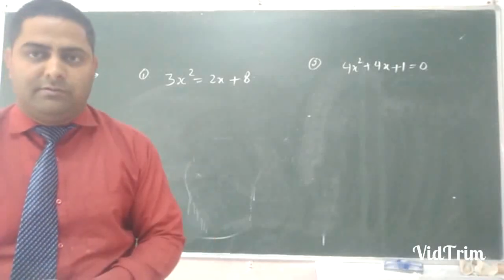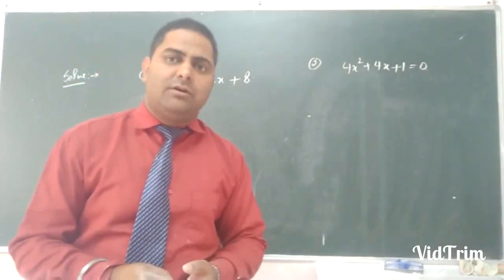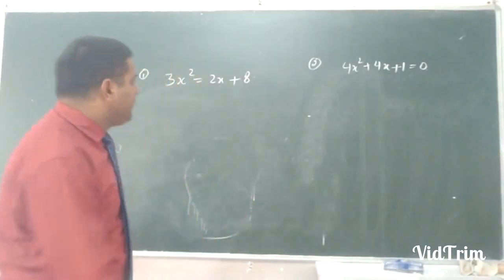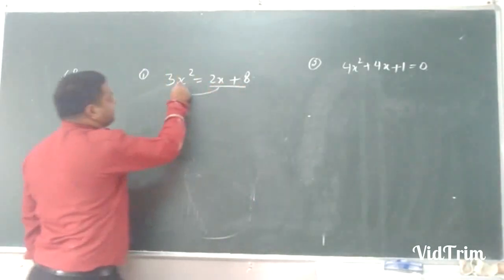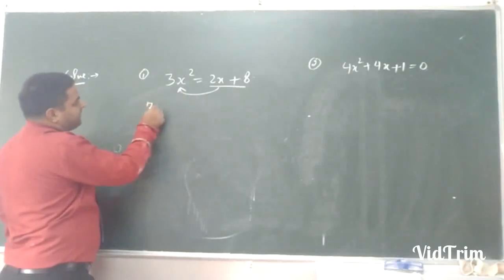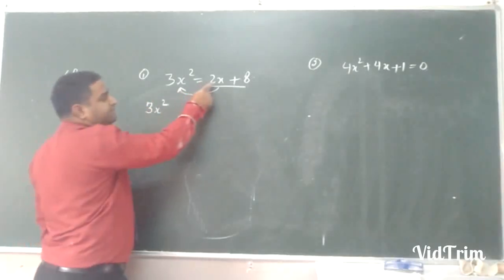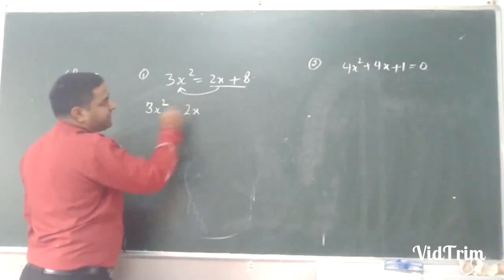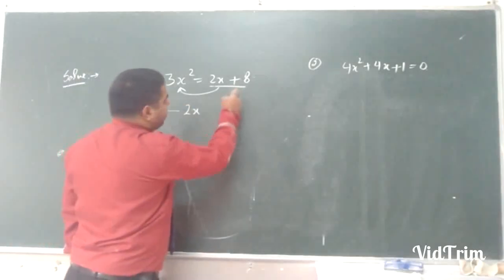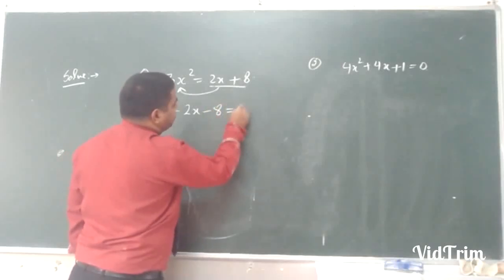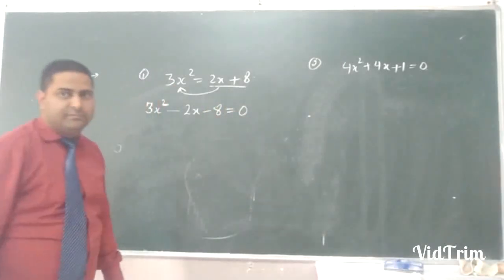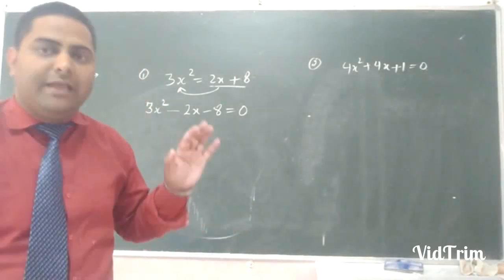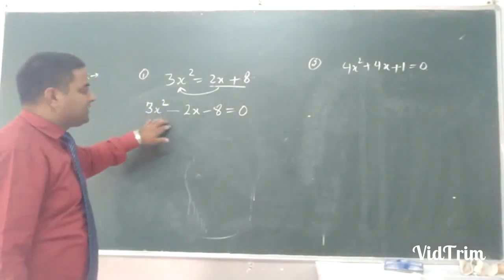How to solve? As I explained earlier also, you have to take all the numbers on one side. So take these two terms this side. What do we get? 3x square. This is plus 2x. When we take this side, it changes to minus 2x. Plus 8 changes to minus 8 equals to 0. Now this is the required quadratic equation.